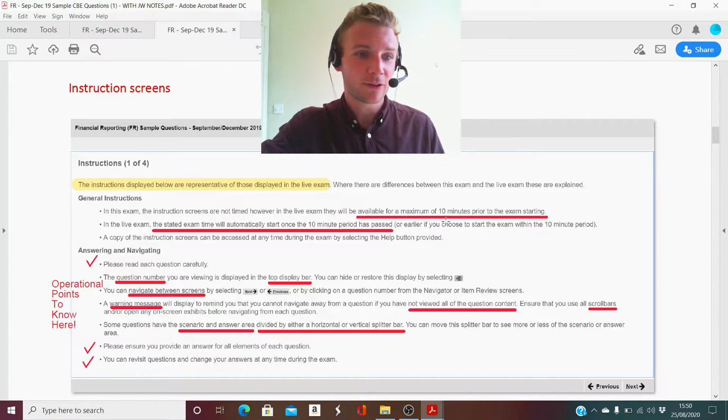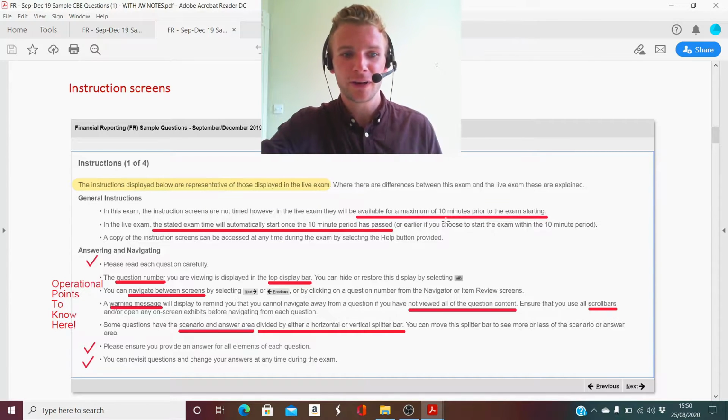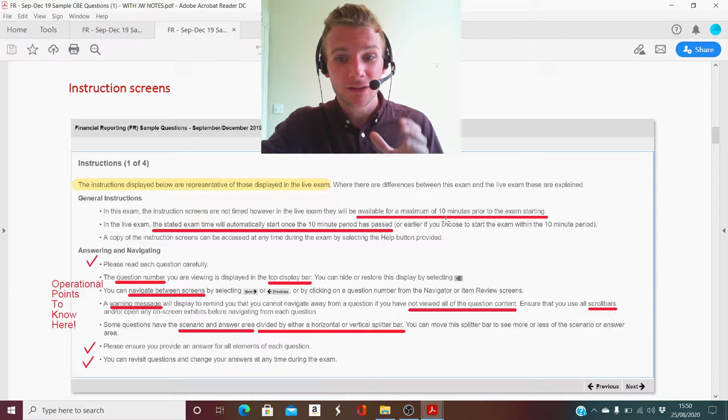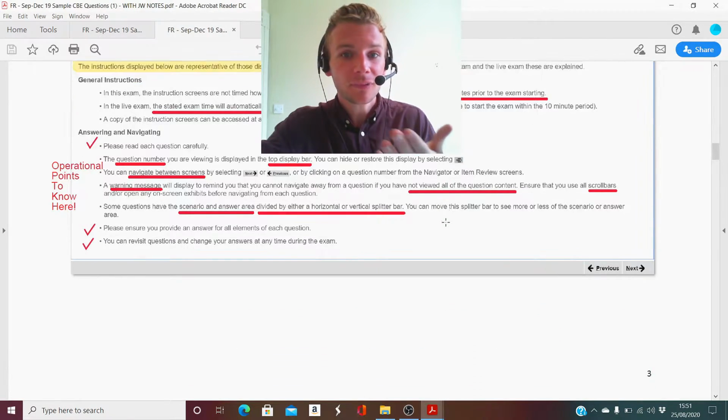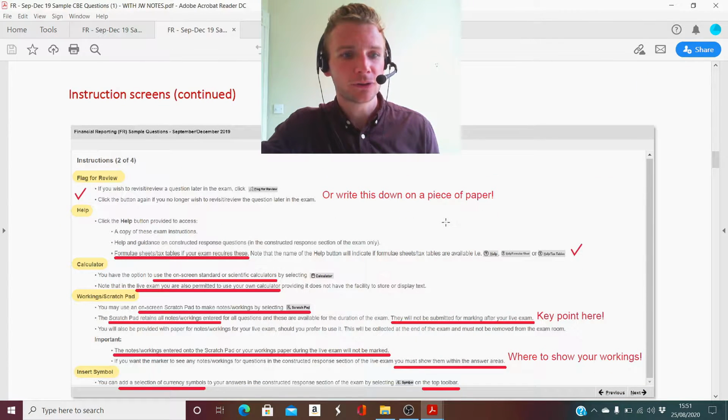And exactly, we've got ticks there for actually please ensure you provide all answer elements as well, all your workings, and attempt all the questions. So some fundamental bits in there, but mainly operational, but at least you now know where to access them. So, nicely moving on to the actual instruction screens as well.